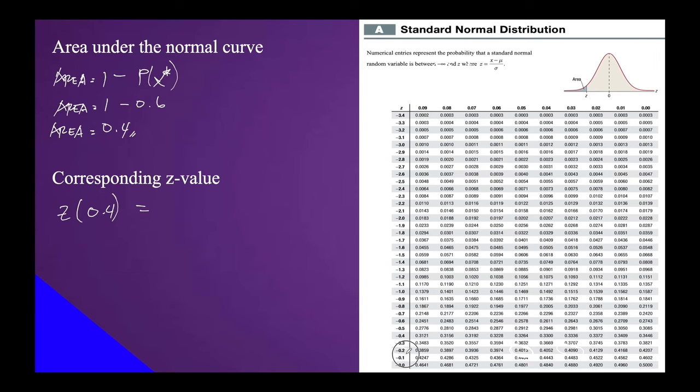Negative 0.2. So, negative 0.2. Let's check. Type it here. Negative 0.2. Tapos 0.05. So, like, 0.2 plus 0.05, that is 0.25. And negative dahil nasa left part tayo. So, negative 0.25. Okay? So, ayan na ang ating corresponding z value.